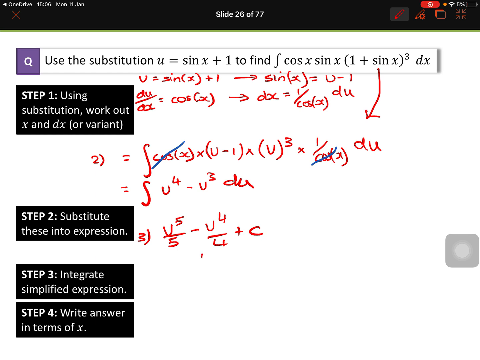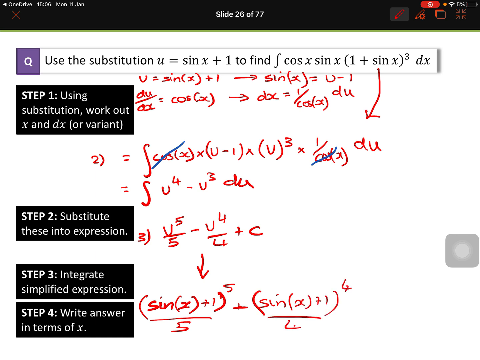Once we're back into that point, we sub back in our value of u. So we will end up with (sin x + 1)^5 over 5 minus (sin x + 1)^4 over 4 plus c.